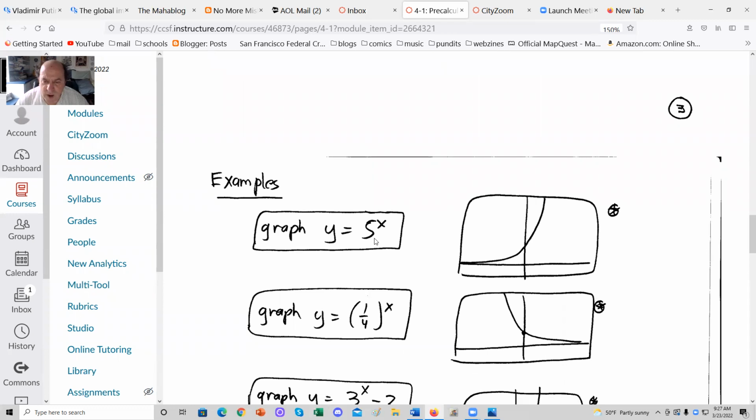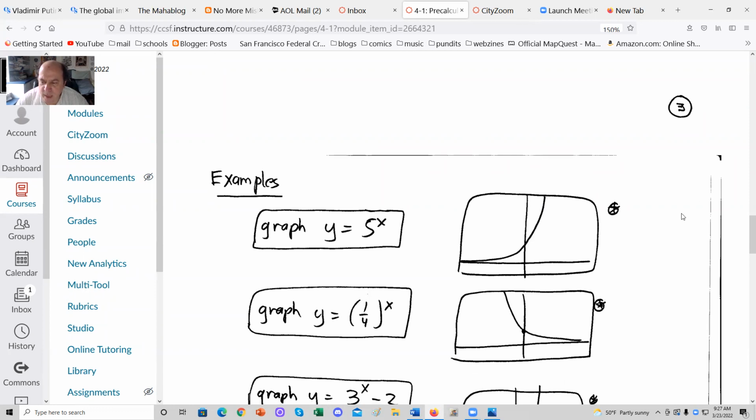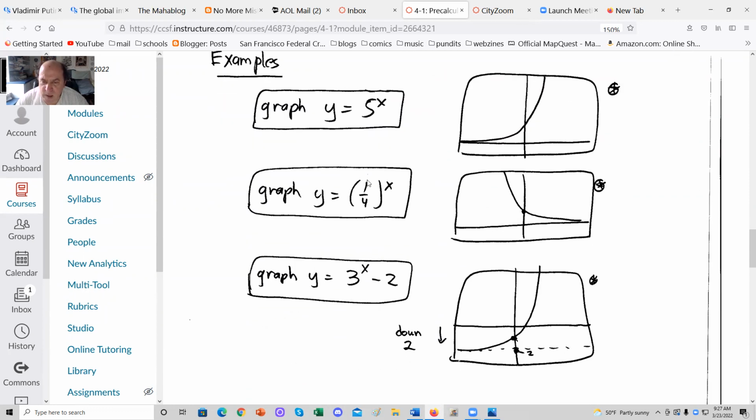All right, so we have some examples. Graph y equals 5 to the x, that's an explosion. It starts small, goes through 0 by 1, and grows very quickly. Graph y equals 1/4 to the x. 1/4 is between 0 and 1, so it's a decay. It starts very big, goes through 0 by 1, and ends very small.